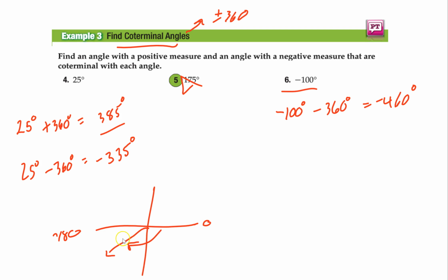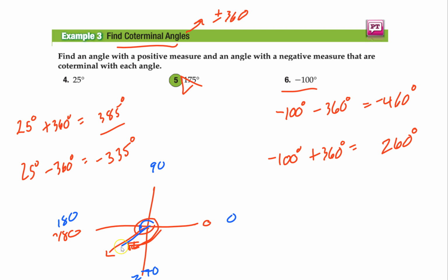If you went around another full circle, you'll have another angle. That'll be negative 460. Now you want a positive coterminal angle? Just add 360, and you get 260. So that one, if I was going to draw it the proper way, here's 0, here's 90, here's 180, here's 270. So 260 is in this quadrant, the exact same spot. So those are the coterminal angles.